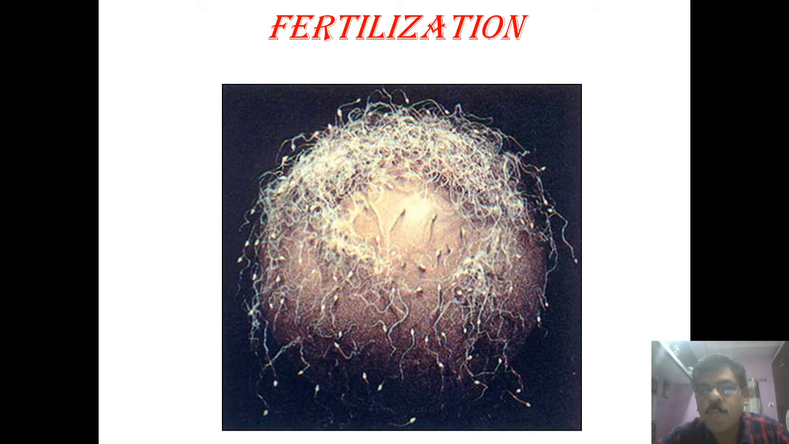The union of male gamete with a female gamete, or fusion of male gamete with a female gamete, where the nuclei of both the gametes, or pronuclei of both the gametes, fuse together to form the zygote. Both the gametes are haploid in nature, and when they fuse together they form the diploid zygote.